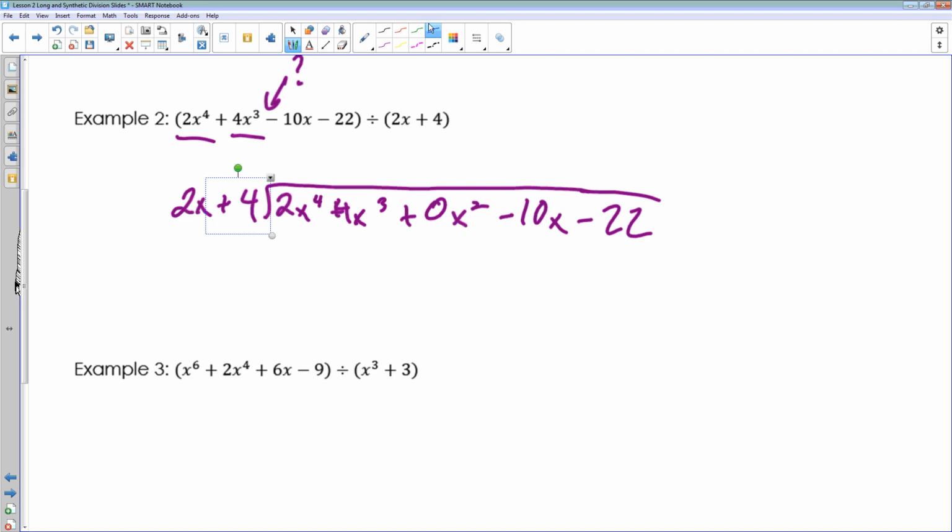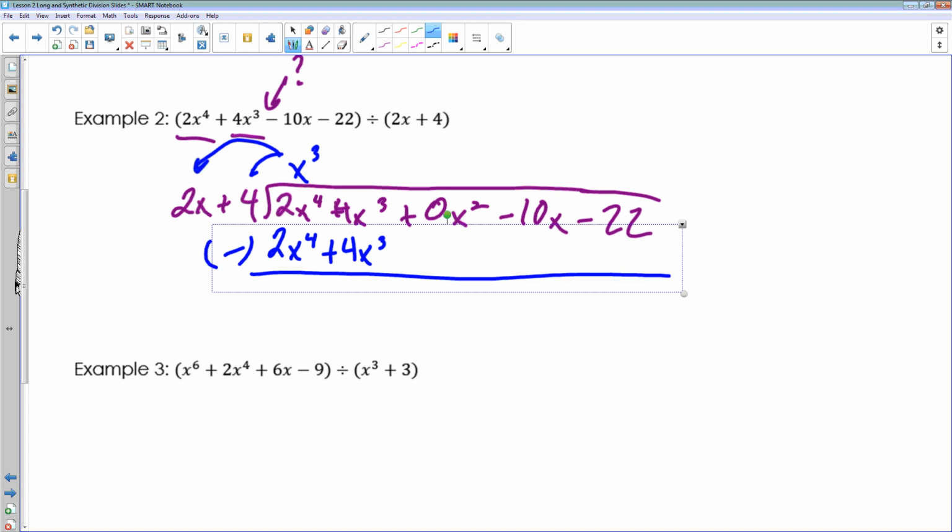So here we go. So 2x to the fourth divided by 2x. How many times does 2x go into 2x to the fourth? Well, it goes in x cubed times. So x cubed times 2x. So again, we're just multiplying here and here. X cubed times 2x is 2x to the fourth. And x cubed times 4 is going to get me 4x cubed.